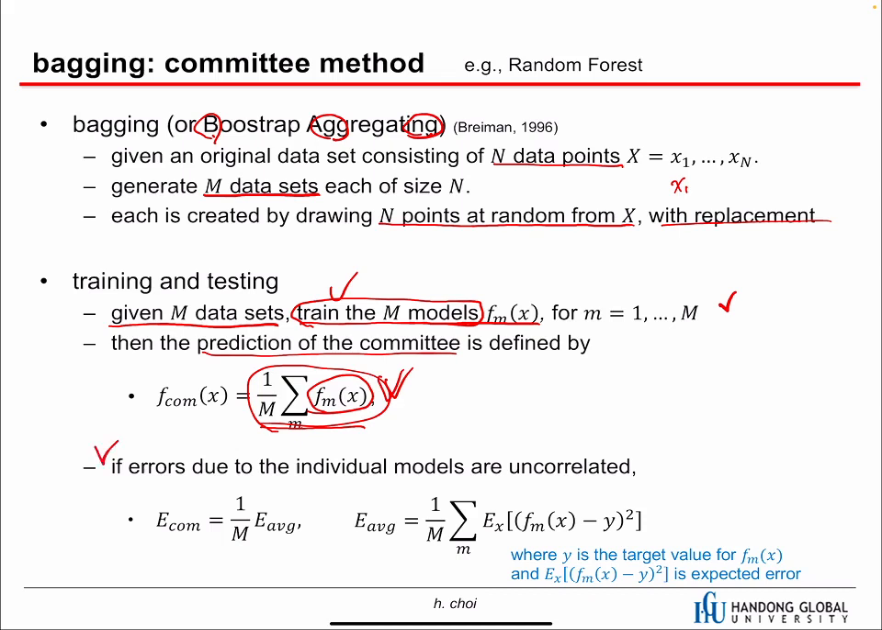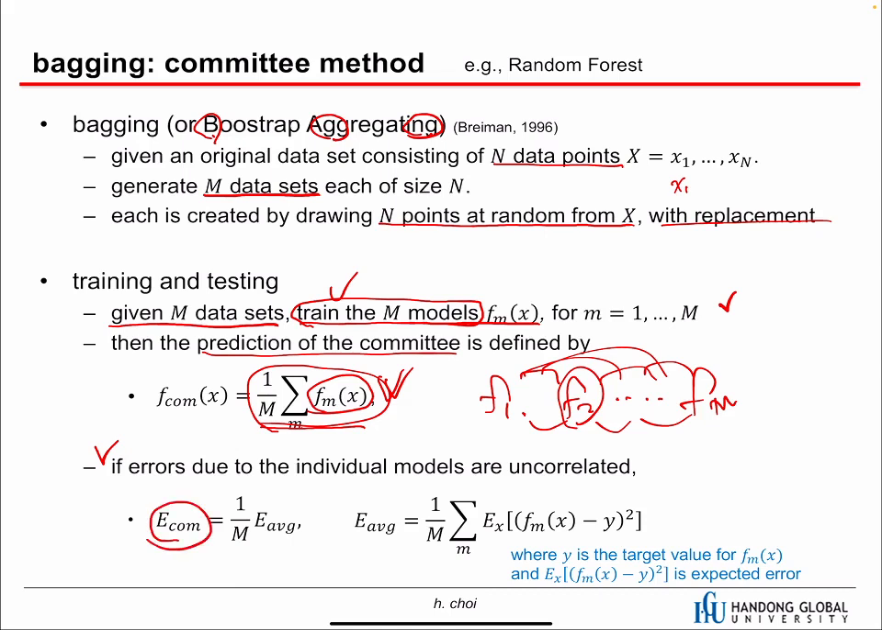And here is quite an interesting statement. If errors due to the individual models are uncorrelated, which means f sub 1, f sub 2, up to f sub m each have their own error, and these errors are uncorrelated, which means these models are kind of uncorrelated from the others, then the error of this committee is quite small compared to the average error.